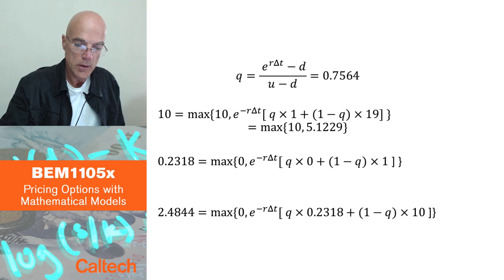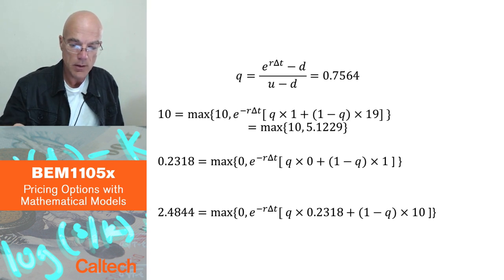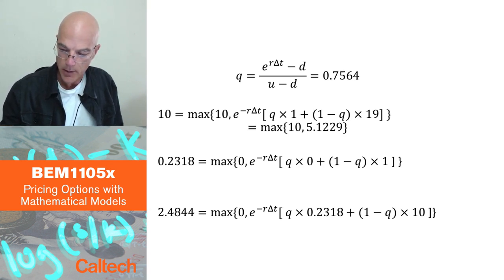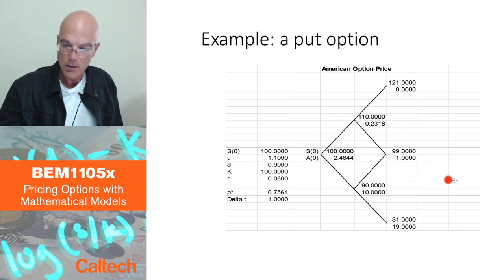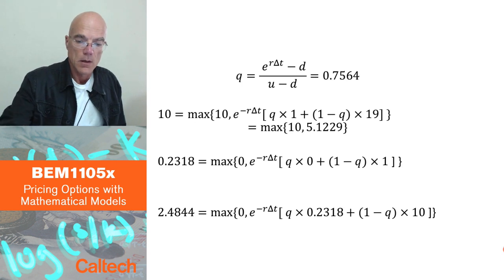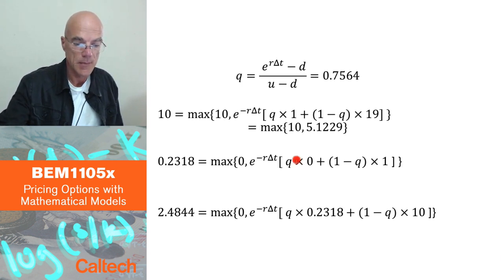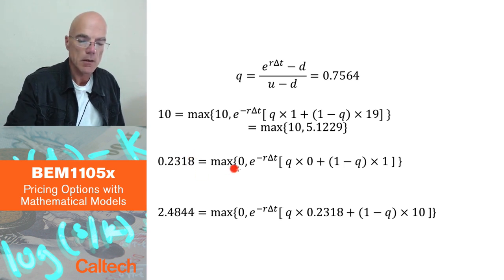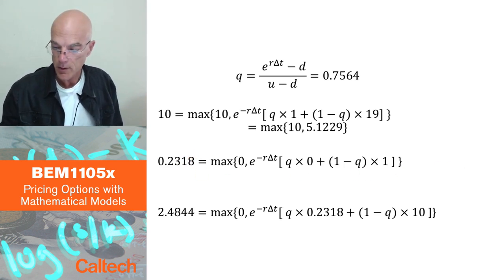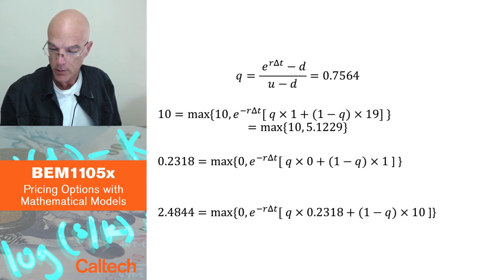Okay, so the upper numbers were 0 and 1. Just remind ourselves of that. With 0 here, 1 here. So Q times 0 plus 1 minus Q times 1. That's what we are doing now. Q times 0 plus 1 minus Q times 1. Discount, maximum is 0, something, 0.2318. Fine. So that gives me the value at that node in the tree.